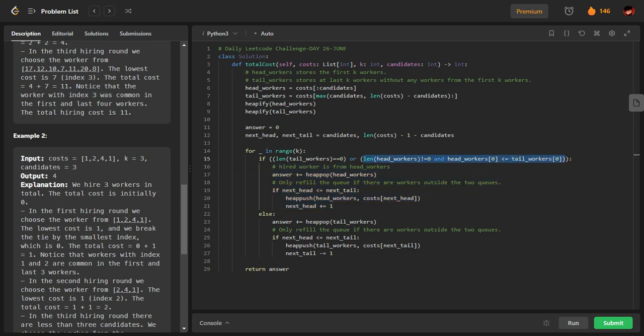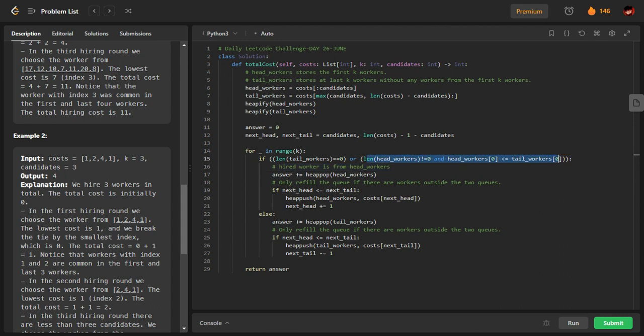It has two parts. We are checking if the length of head workers is not equal to zero. That means the length of the head workers should not be equal to zero. And remember the and condition. We are going to come to this thing only when the earlier condition is not true. If that condition is true, immediately we will be going and executing this part. This condition won't even be checked. Now, if that condition is false, only then we will be coming to this part.